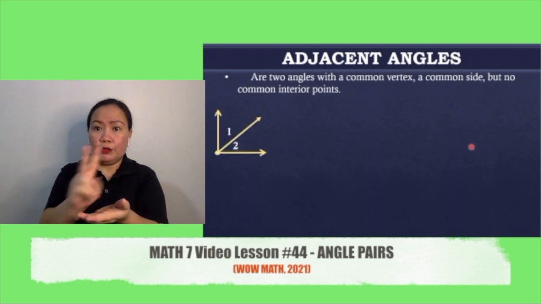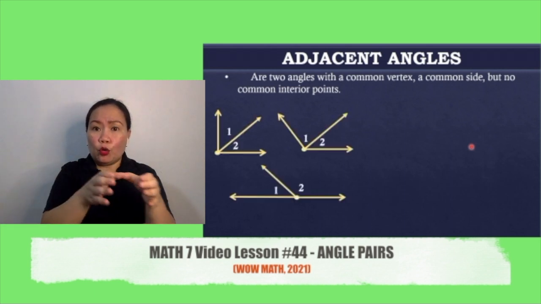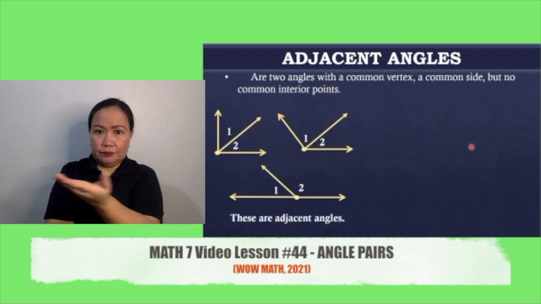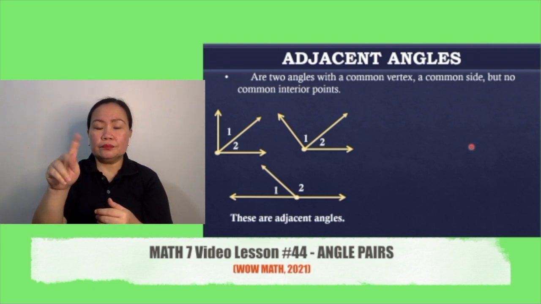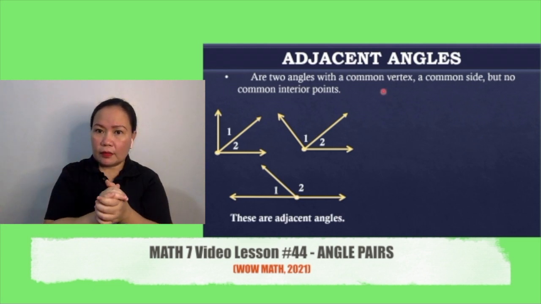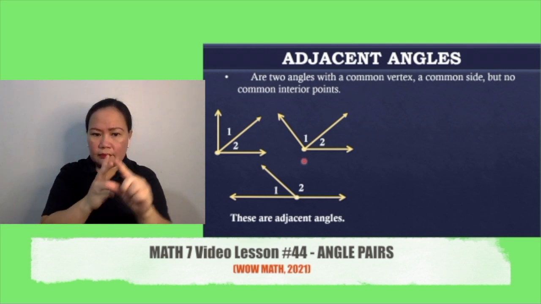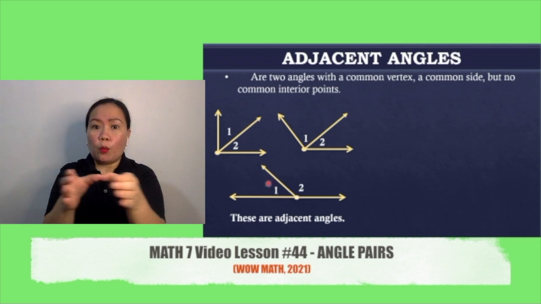So, let's have an example. This is an adjacent angle. Ito rin po, and this one. Okay? So, these are all adjacent angles. Paano ba natin malalaman na adjacent angles sila? Unang-una, ang sabi dito, dapat meron silang common vertex. So, yung dalawang angles mo, as you can see, meron tayong dalawang angles. Ito rin, dalawa. Ito, dalawa.